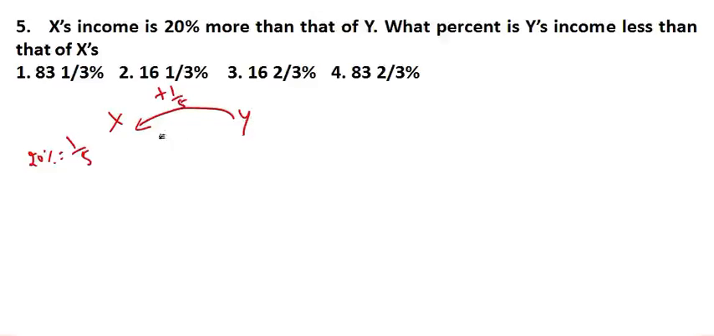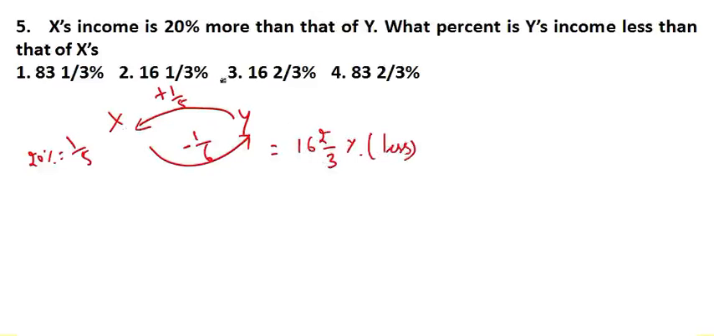Then Y is less than X by how much? This is plus, and here less means minus. The upper number will remain as it is. Since there is a plus sign, you will add both numbers, giving 1 by 6. We know that 1 by 6 in fraction form is 16 2/3%. Since here is a minus sign, Y's salary is less than X's by 16 2/3%. Hope this is clear.